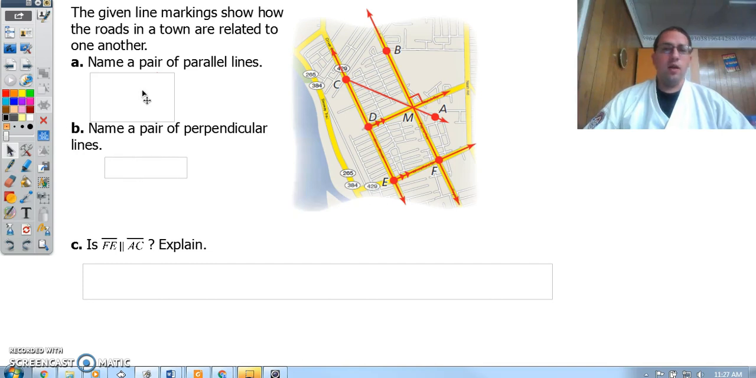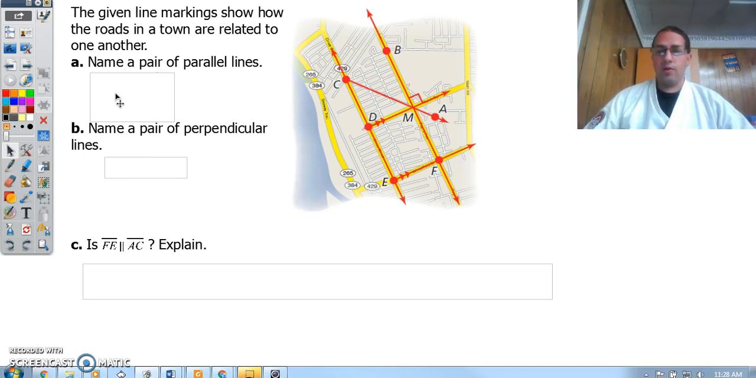So let's take a look at this. Alrighty, we need to name a pair of parallel lines. We need to name a pair of perpendicular lines, and we want to know, is segment FE parallel to segment AC? I would like for you to pause the video, answer these 3 questions, and then come back. Alright, so here we go.